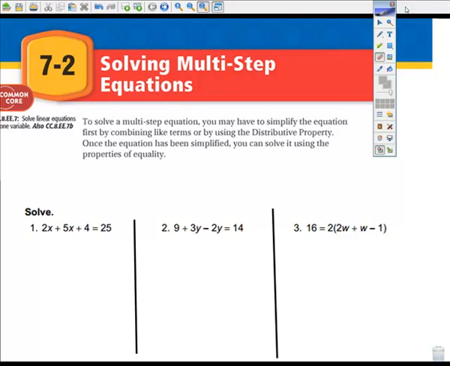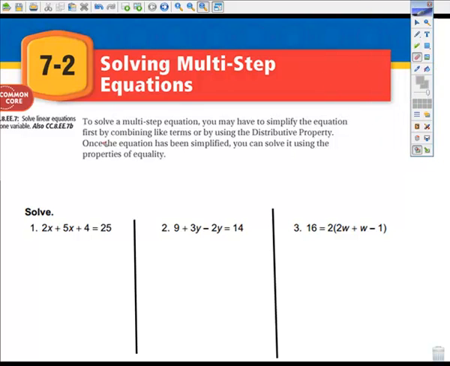Lesson 7.2 is solving multi-step equations. To solve a multi-step equation, first you have to simplify the equation by combining like terms or sometimes using the distributive property. Eventually we're going to get to more extensive equations where you have to simplify each side of the equal sign. But right now they're pretty good at just having us with the variables on one side. So once we get it simplified, then it'll be a two-step equation, and I'll help you recall how to solve the two-step equations.